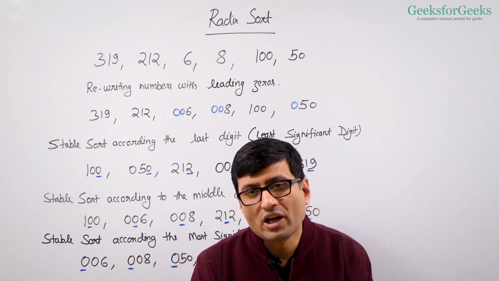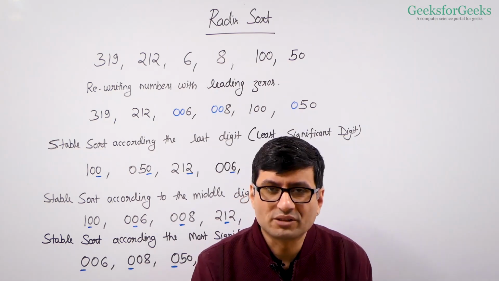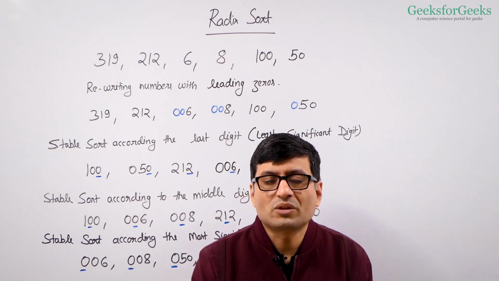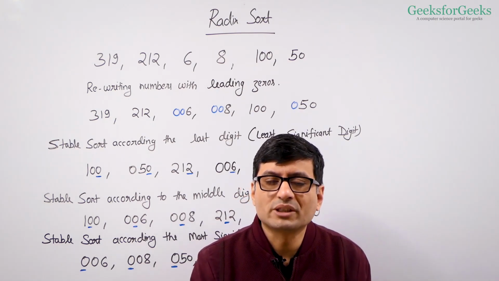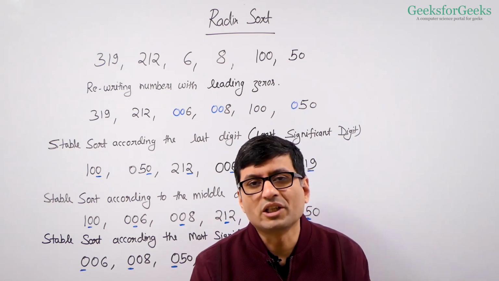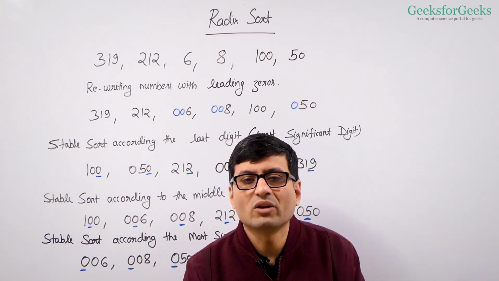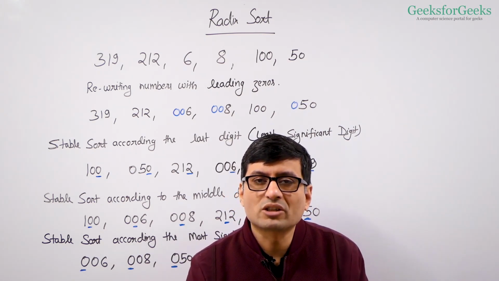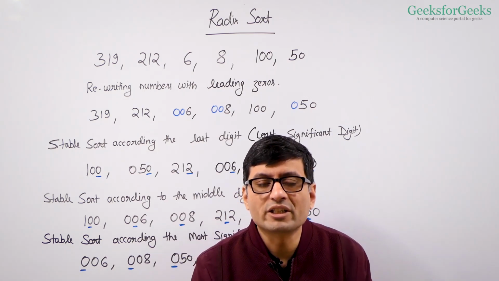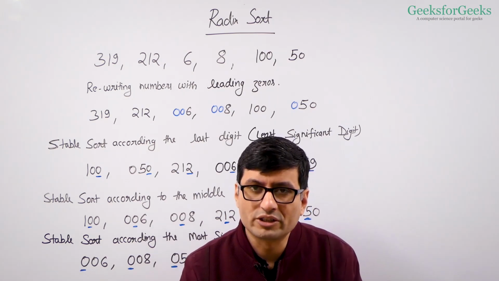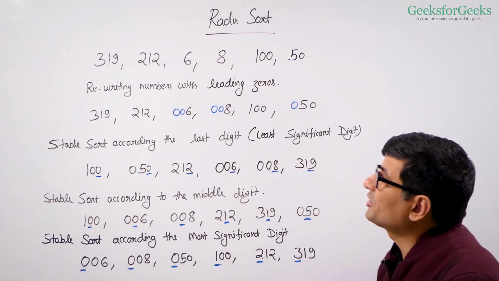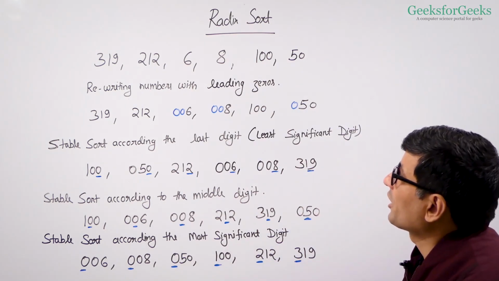And like counting sort, it's not a comparison-based algorithm, because if you have a normal comparison-based algorithm, then you cannot sort the elements in time complexity less than n log n. And this is an algorithm that sorts the elements in linear time if they are in small range. Let's now see the working of Radix sort algorithm.